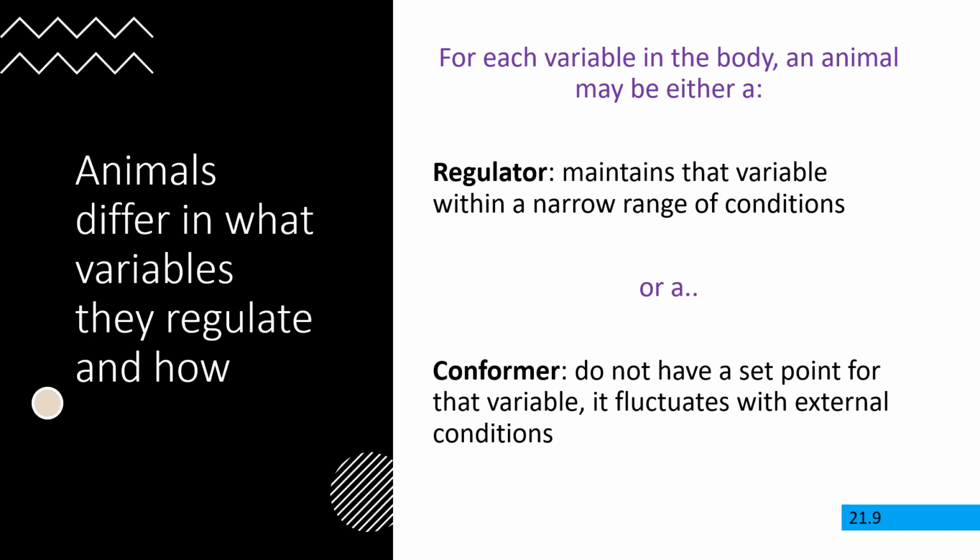But not all animals regulate all of the same variables in their bodies, and they don't all do it in the same way. For each variable, an animal may be either a regulator or a conformer. A regulator for a particular variable maintains that variable within a narrow range of conditions. A conformer does not have a set point for that variable. Instead, it fluctuates with the external conditions.